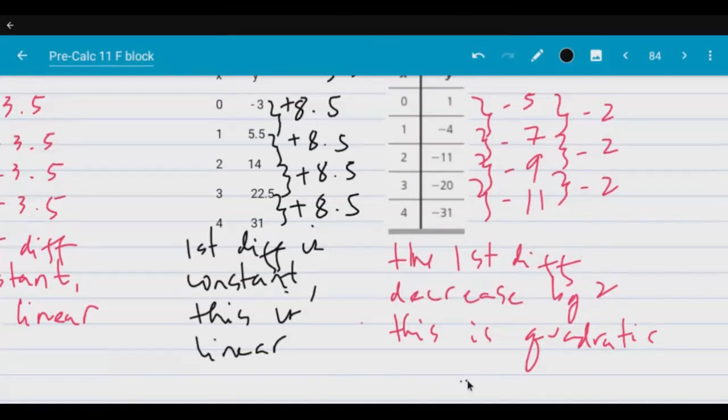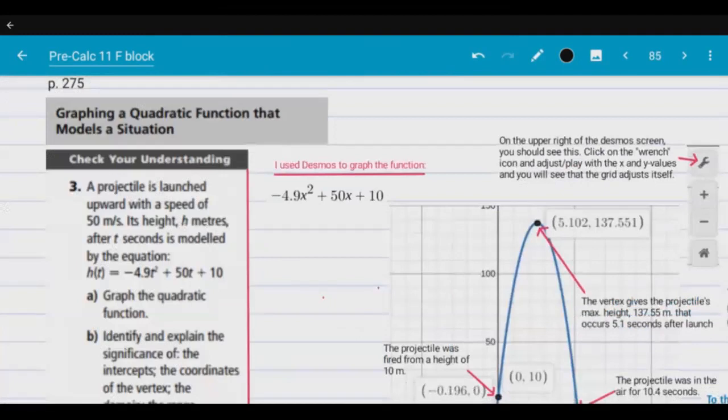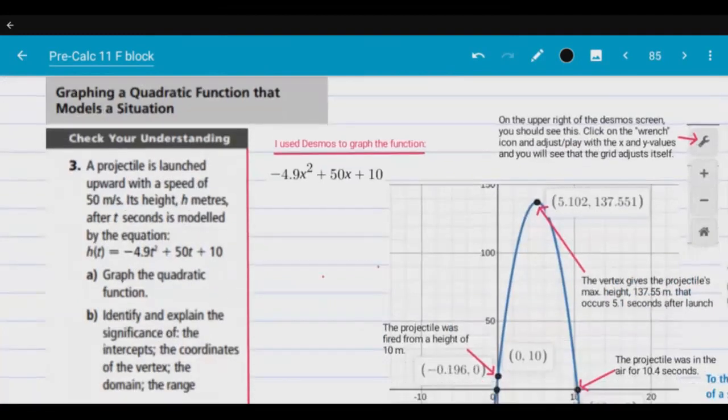So a projectile is launched upward with a speed of 50 meters per second. Its height, h meters, after t seconds is modeled by the equation. Graph the quadratic function, identify and explain the significance of the intercepts. So I used Desmos to graph the function. It's actually y equals.